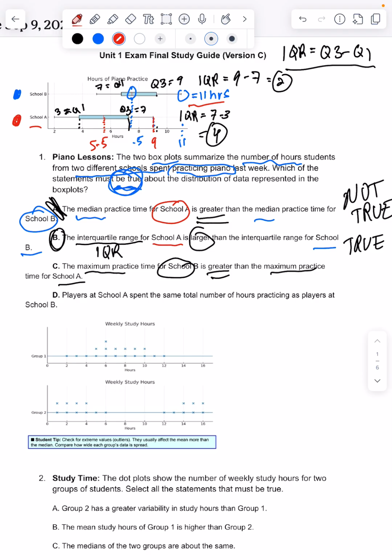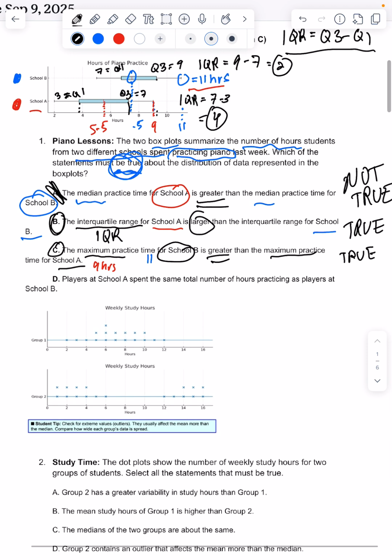In this case, 11 hours versus school A's max of only 9. So I'm going to write that down here. So this one was 11, and this one was only 9 hours. So it says that B has a greater amount. So yes, that is correct, right? That is true in this case.